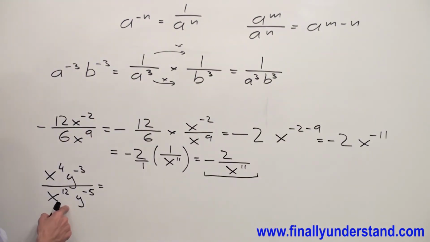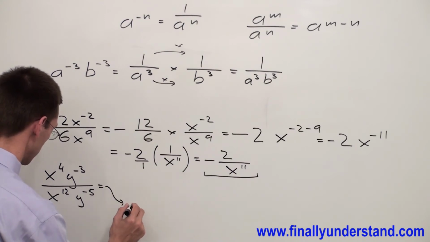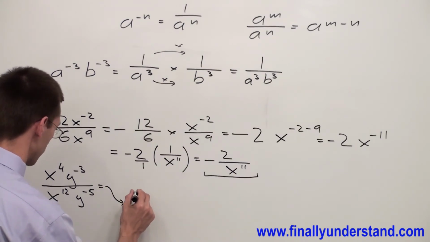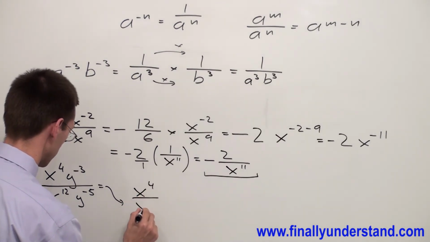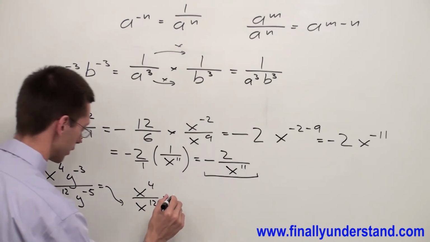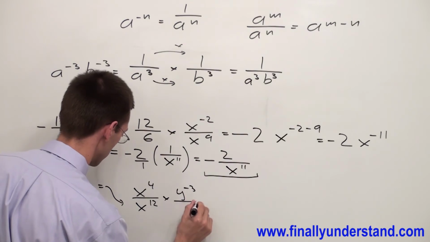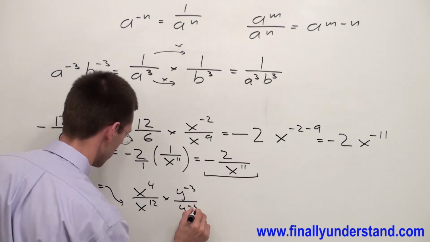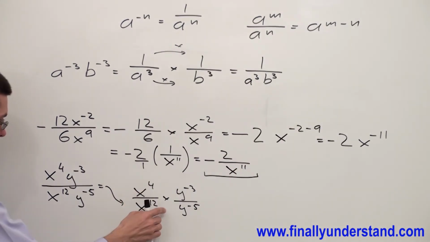Let's take a look at this example. Okay, how are we supposed to look at this example? We're supposed to just realize, let me just write this a little bit down. I'm going to have x to the 4th over x to 12 times y to minus 3 over y to minus 5. Okay, so I can say this is the same as this.